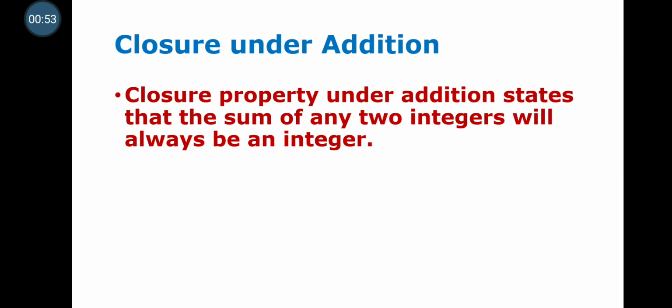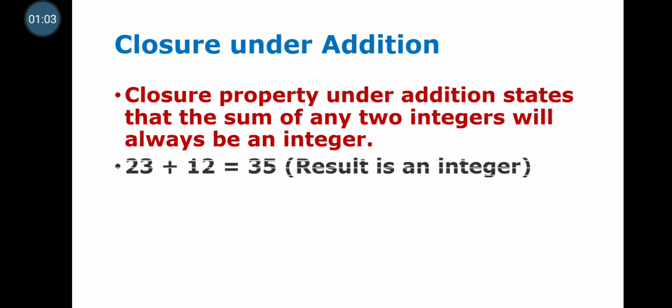That is what is called closure. If you add any two integers, the answer will also be an integer. That property is called closure property. You can see an example here: 23 plus 12. 23 is an integer, 12 is also an integer. If you add these two integers together, you get one more integer, that is 35, as a result.